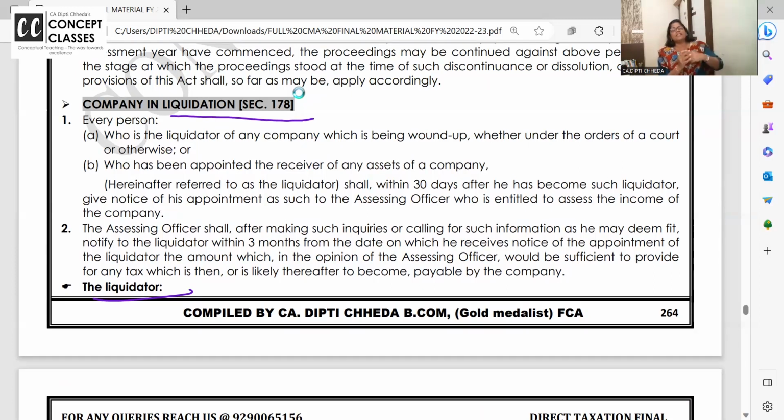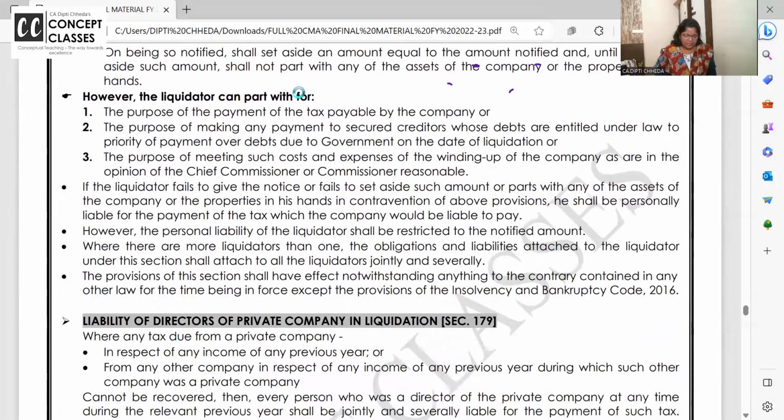Liquidator should intimate, and sometimes the liquidation goes on for 15-16 months. So he has to intimate to the department that I am the liquidator, this is the cash account, this much assets I have realized, yet I have to realize, I'll repay the taxes first and then I'll repay the rest and all that. He has to do the work. That's all about the liquidator, what you should know.